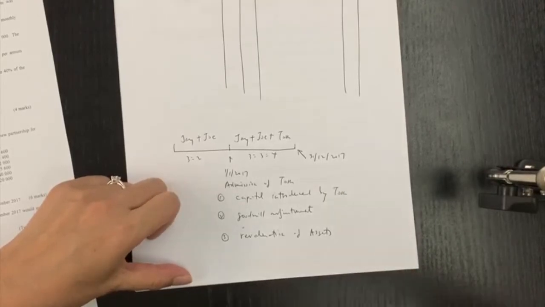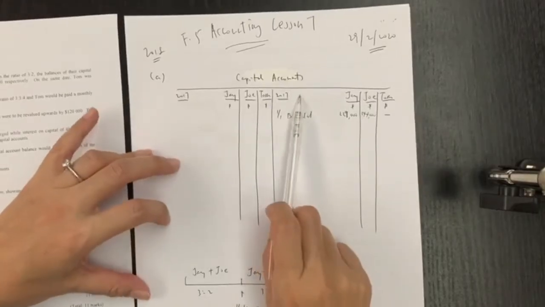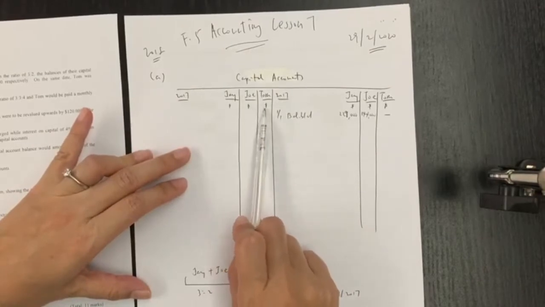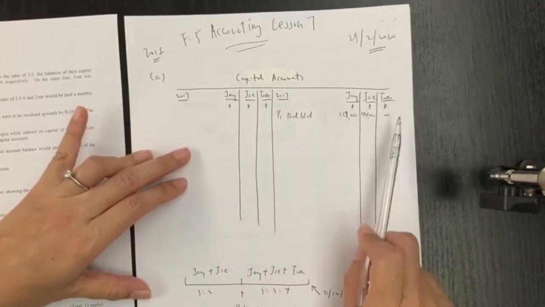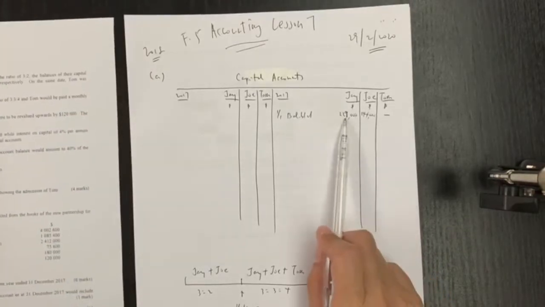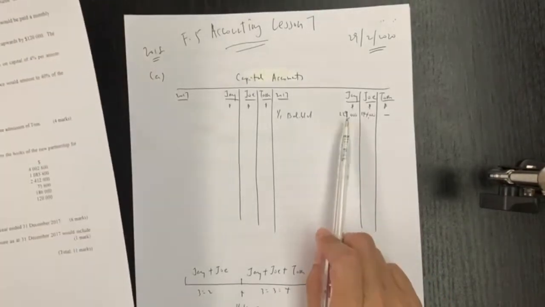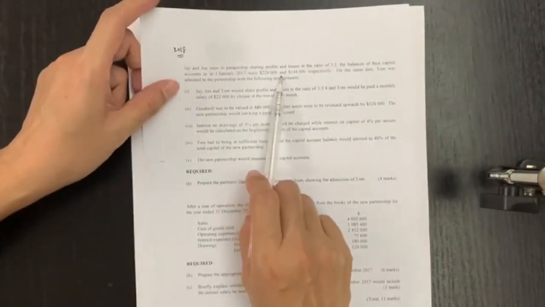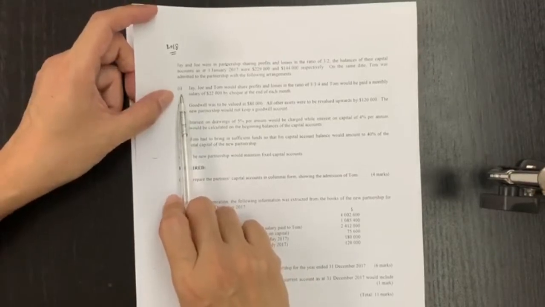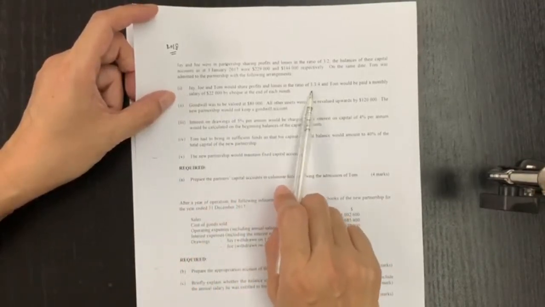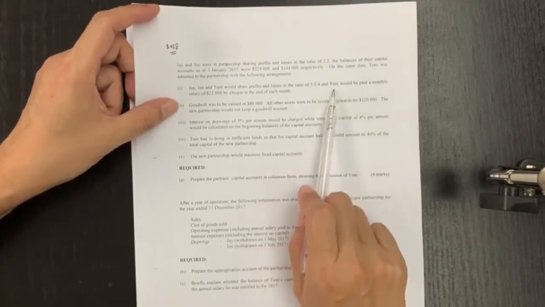Now I have my capital accounts here with three columns. At the beginning Tom was not yet here, so I only have two opening balances, one for Jay and one for Joe. I get this from the first paragraph. Now we come to point number one, where we are given the new profit and loss ratio, and be very careful about this part.